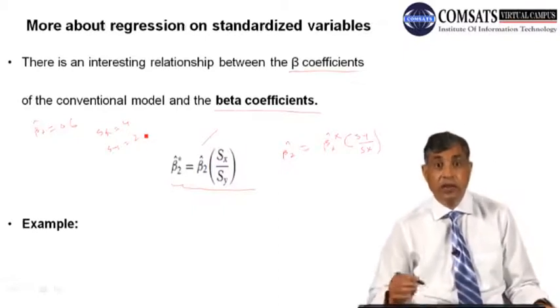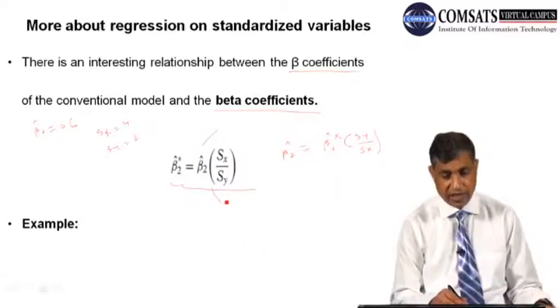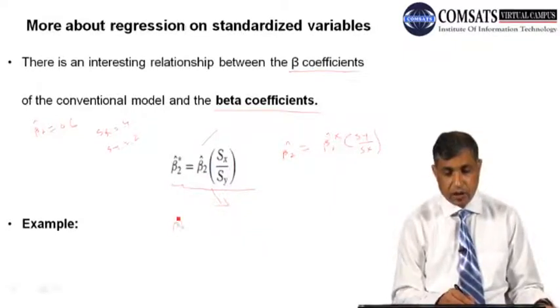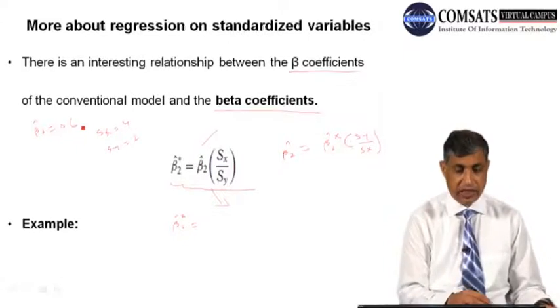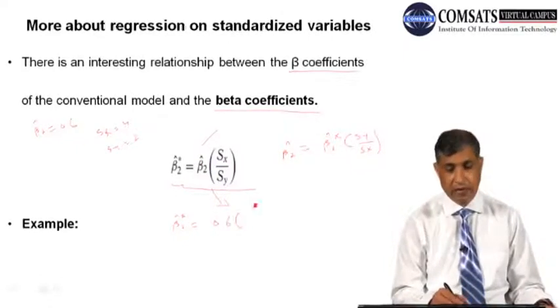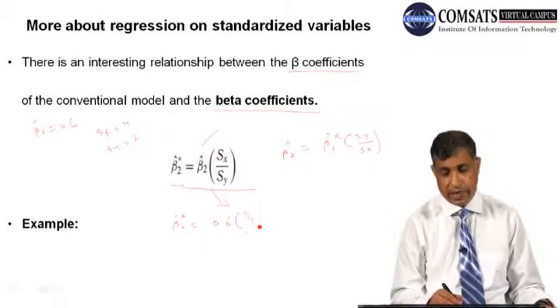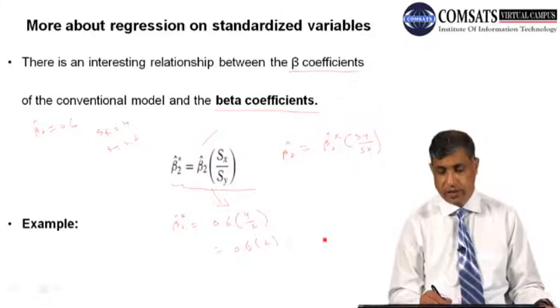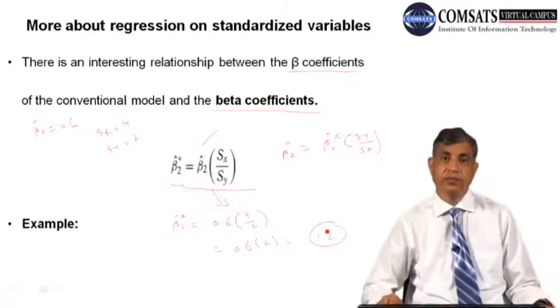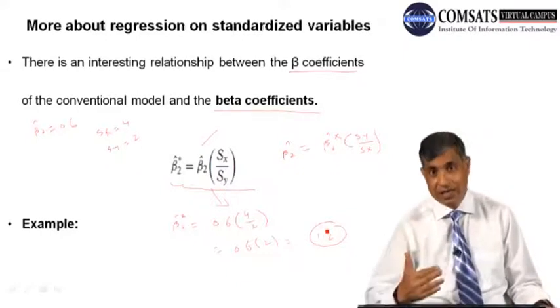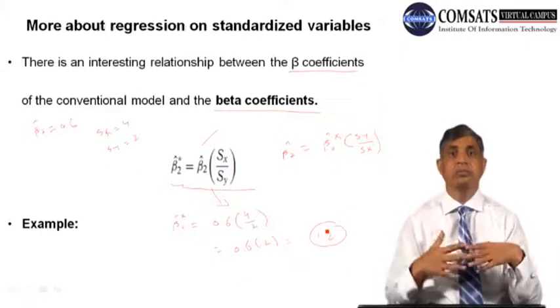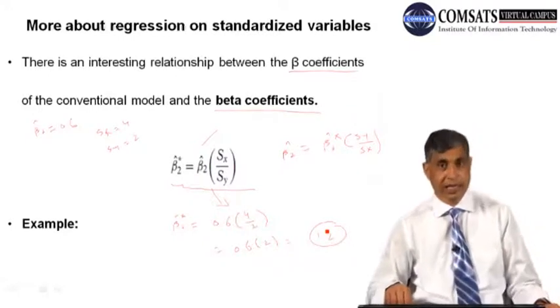If I want to find the standardized coefficient beta 2 hat star, I can find it from here. It is equal to beta 2 hat, here 0.6, multiplied by sx equal to 4 over sy equal to 2, so it becomes 0.6 multiplied by 2, which is 1.2. This is the value of the standardized coefficient. You did not standardize all the variables or run the regression, but there is a relationship between the simple beta coefficients and the standardized coefficient.